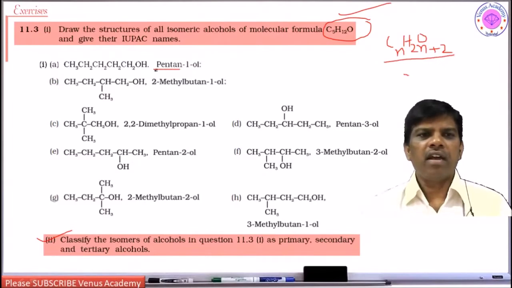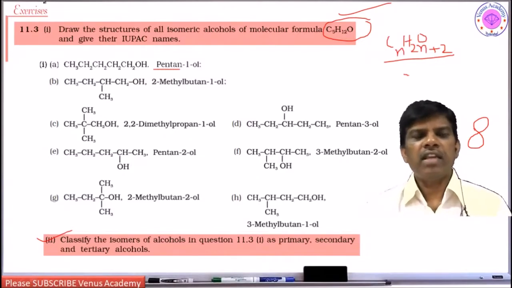So write the alcohols. Pentan-1-ol you can write, 2-methylbutan-1-ol, 2,2-dimethylpropan-1-ol, pentan-3-ol. These are all isomers, students. Pentan-2-ol, like this you can write. How many isomers are possible for this? 1, 2, 3, 4, 5, 6, 7, 8 isomers are possible. And the second question is: classify the isomers of alcohols in the question as primary, secondary and tertiary alcohols.